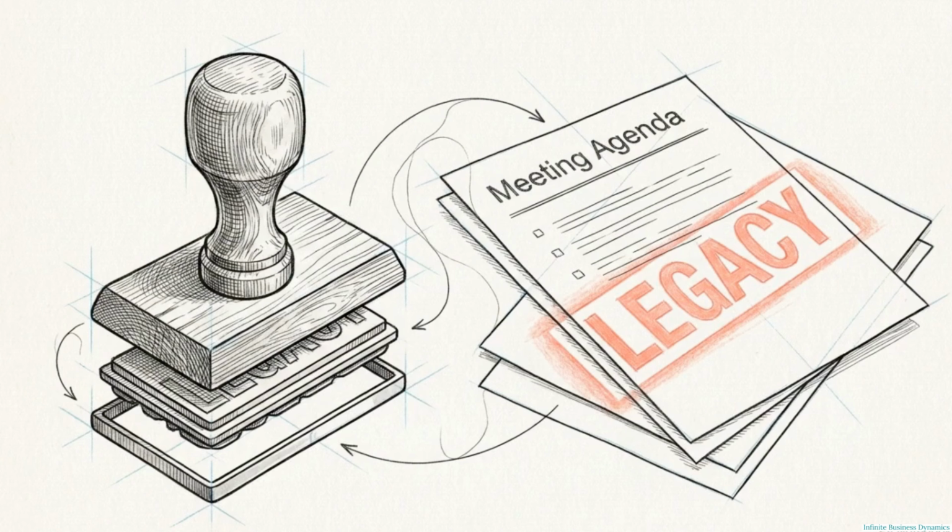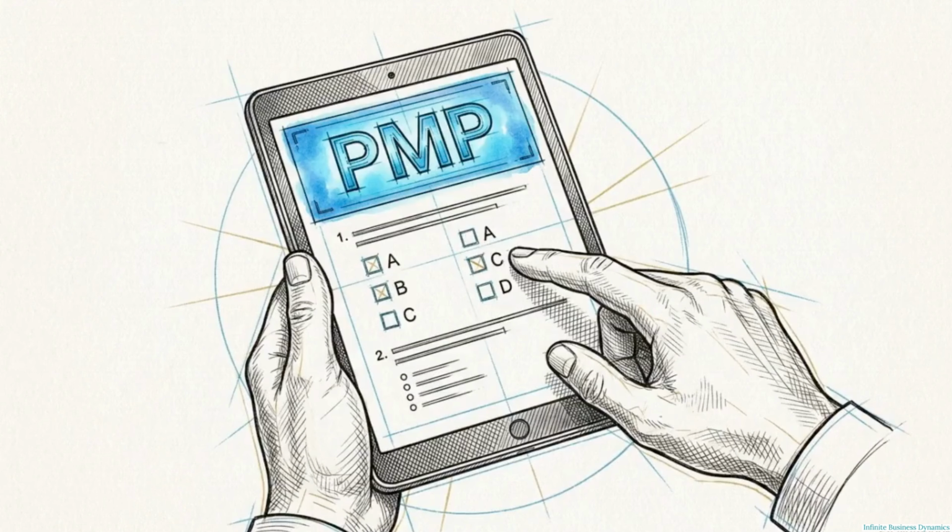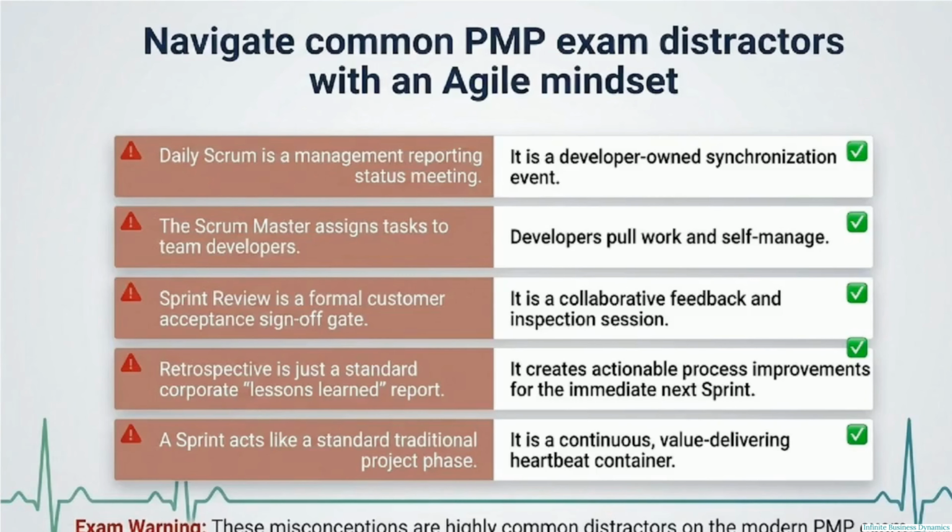This chart outlines the common misconceptions candidates select when they lack an agile mindset. Options often describe the Daily Scrum as a management reporting status meeting. It is a developer-owned synchronization event where the team pulls work and self-manages. You will see the sprint review described as a formal customer sign-off gate. In reality, it is a collaborative inspection and feedback session. The retrospective is frequently presented as a corporate lessons learned report. It actually creates actionable process improvements for the immediate next iteration.